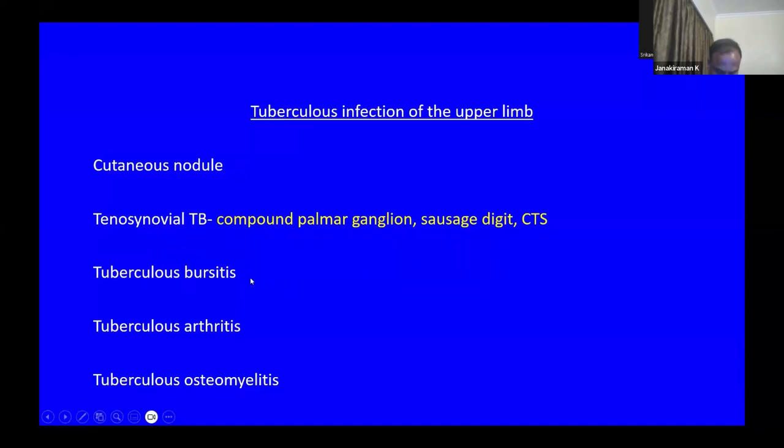One can also have tuberculous bursitis or arthritis or osteomyelitis. So the last two invariably involve the joint and the bone. So all these manifestations are possible in case of a tuberculous chronic infection in the upper limb.